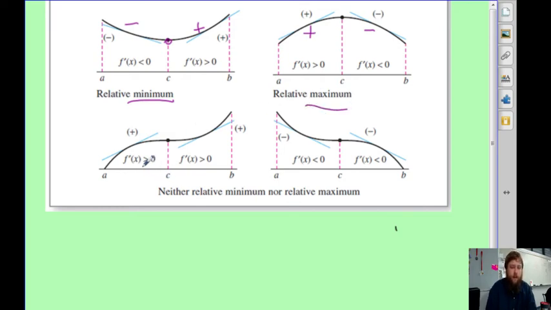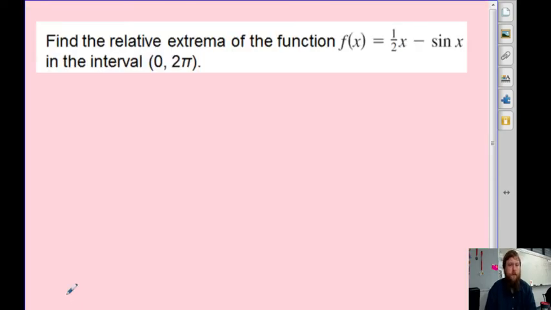Now, if they match, like if it's increasing on both sides or decreasing on both sides, then it's neither a minimum nor a maximum. It's what we talked about in that last slide. So let's find the relative extremum of this function on this interval 0 to 2 pi. So same thing we did before. We don't have endpoints here, because those aren't square brackets. But let's find critical numbers.